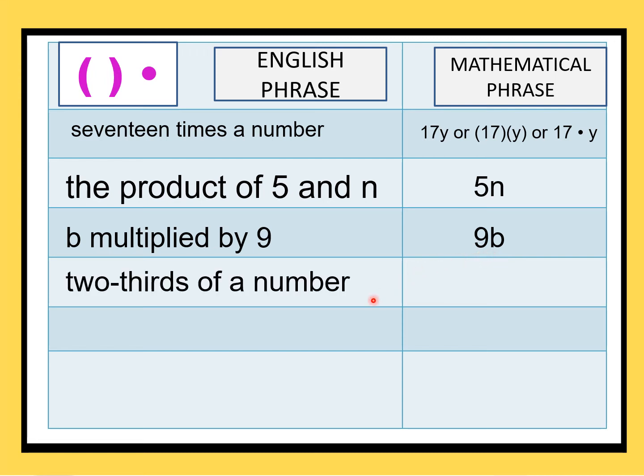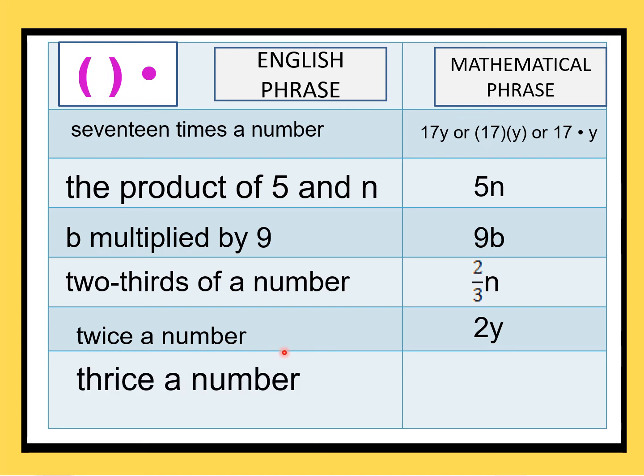Next is the 2/3 of a number. So, we will write the mathematical phrase as 2/3 n. So, I use n to represent the number. Next is twice a number. So, ibig sabihin ng twice a number, 2 times a number. So, in this case, we use y to represent the number. Next is thrice a number. So, ibig sabihin ng thrice a number, 3 times a number. So, let us represent the word a number sa x. So, 3x.